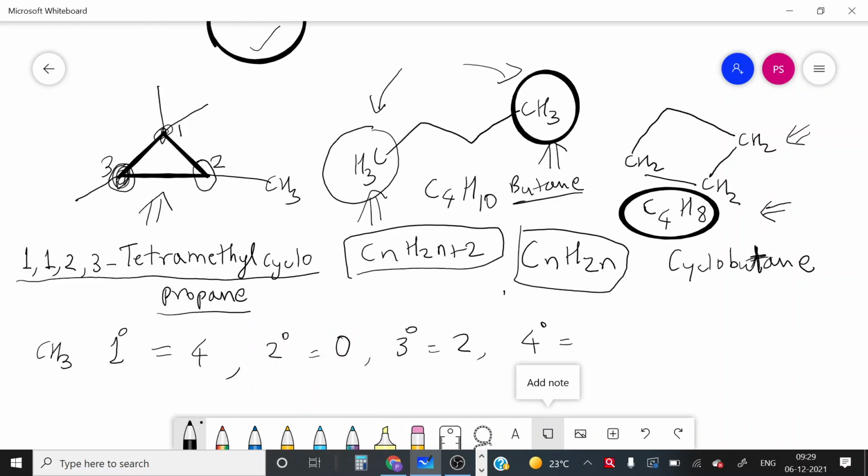Quaternary carbon. First carbon is a quaternary carbon because the first carbon is directly bonded to four other carbon atoms. So the first carbon is quaternary and hence the total number of quaternary carbons is 1. This is the quaternary carbon.